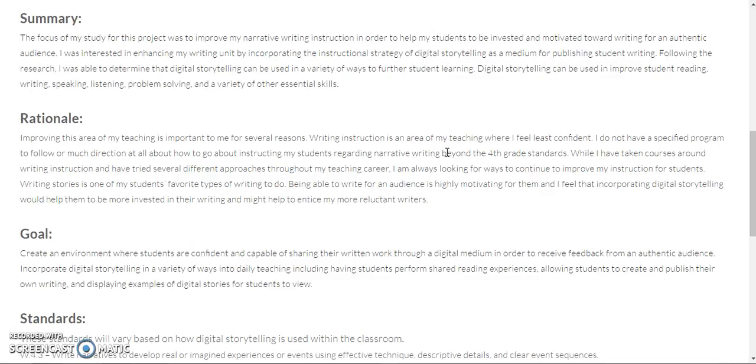And so I feel like digital storytelling will be motivating for them. They'll be really engaged in that. And I think that it will help to improve their writing as well and maybe even draw out some of those kiddos who don't like to write at all and refuse to write. Maybe using this strategy will help them to feel more confident in their abilities.